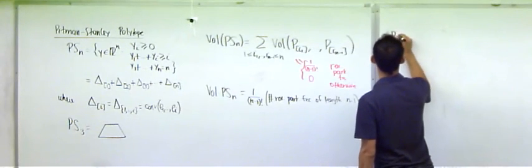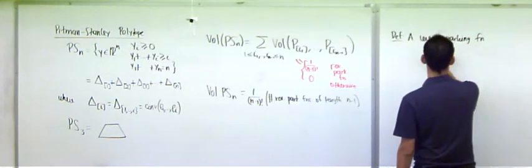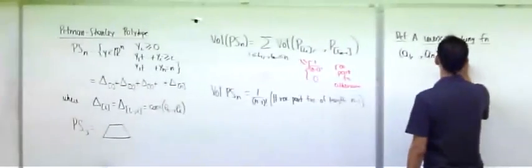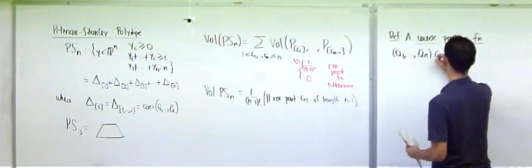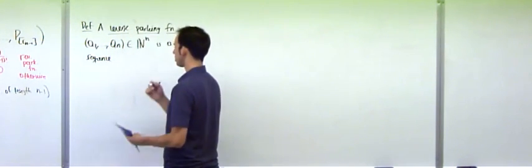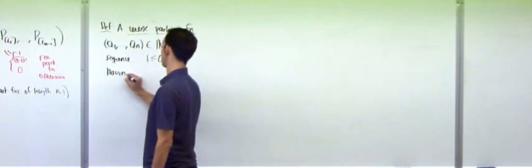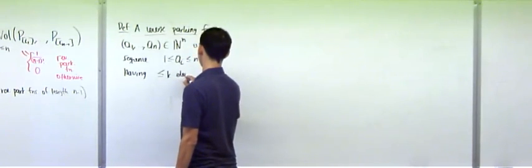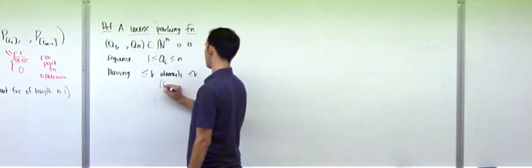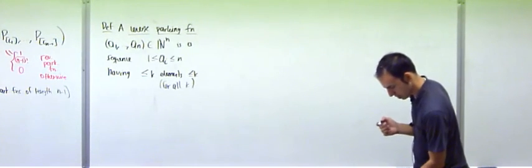And let's quickly remind ourselves what a reverse parking function was. So definition, a reverse parking function a1 up to an of natural numbers is a sequence with all these numbers between 1 and n having at most k elements less than or equal to k for all k. Right?